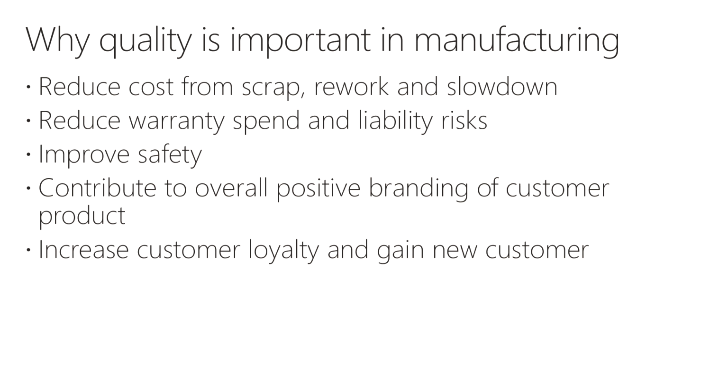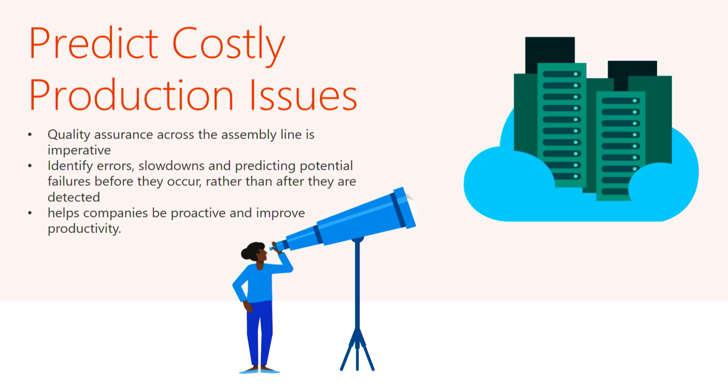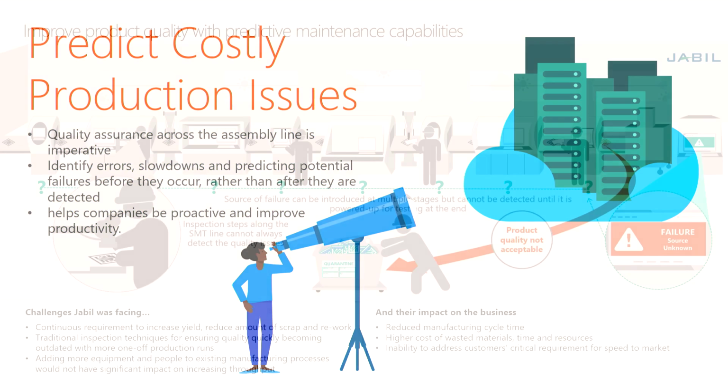And so with quality, I think this should be blatantly obvious to everyone, from reducing scrap and rework and being able to save on costs. No customer wants to get a poorly made object, right? So how do you increase customer loyalty and gain new customers? The main impetus behind this is to be able to predict when in the process things will break down, or when things will fail before it gets further down the line in terms of quality control from an assembly line perspective.